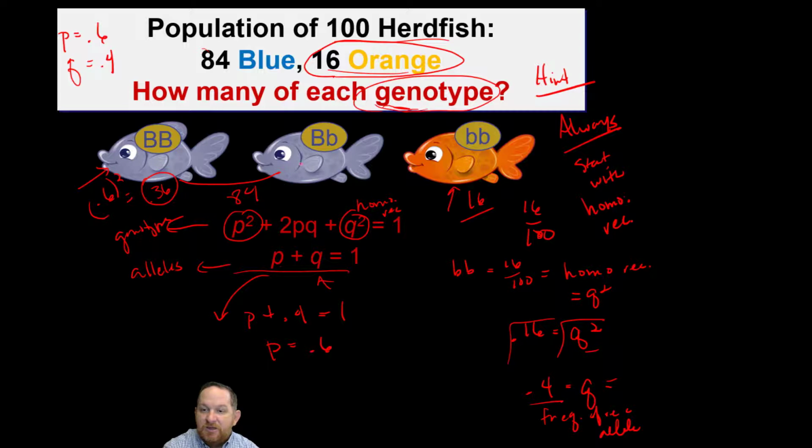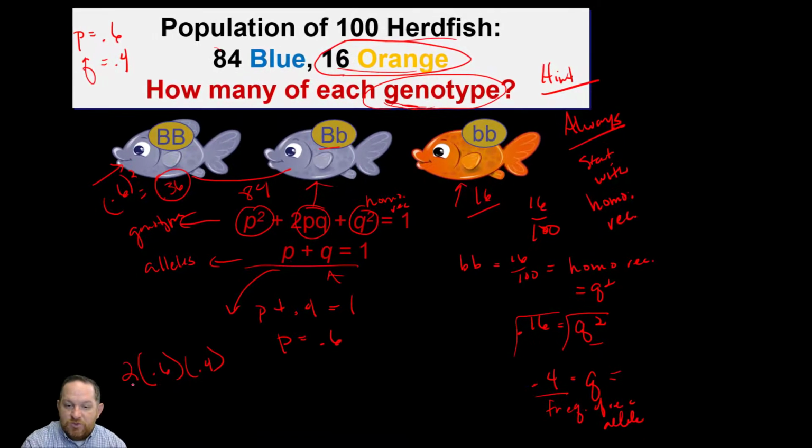To get the heterozygotes, we know that's 2PQ. So we're going to take 2 times 0.6 times 0.4. So 2 times 0.6, that looks like it's 0.48. So 48%, or 0.48, is the frequency of those. And we already figured out that the frequency of these was 0.16.